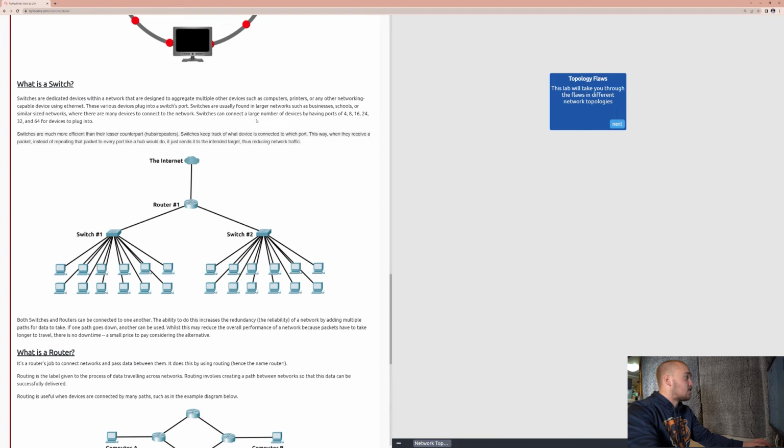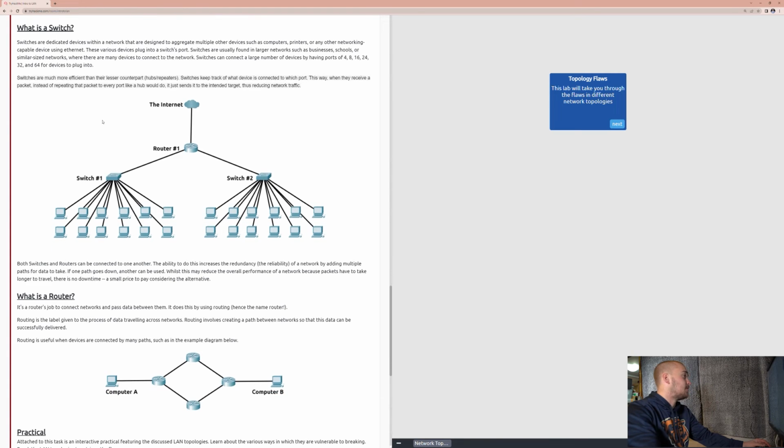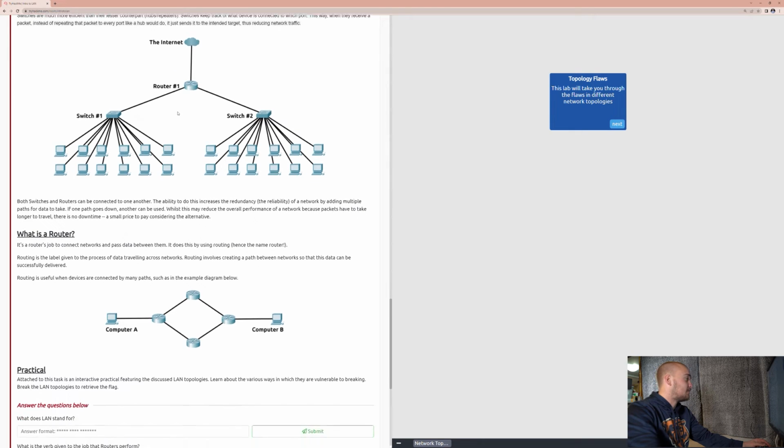Switches can connect a large number of devices, having ports of 4, 8, 16, 24, 32, and 64 for devices to plug into. Switches are much more efficient than their lesser counterparts, hubs and repeaters. Switches keep track of which device is connected to which port. This way, when they receive a packet, instead of repeating that packet to every port like a hub would do, it just sends it to the intended target, thus reducing network traffic.